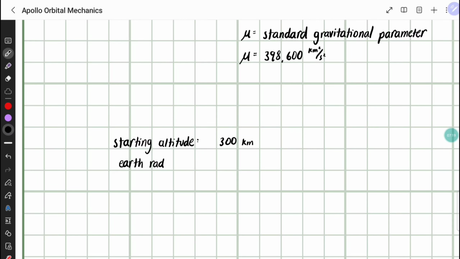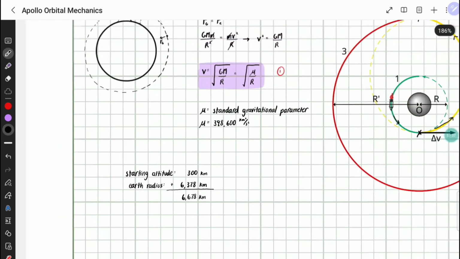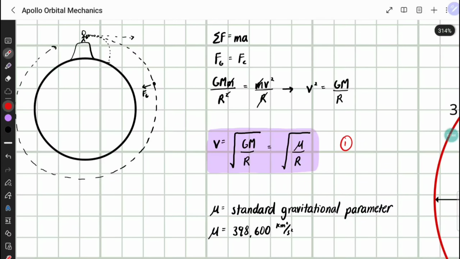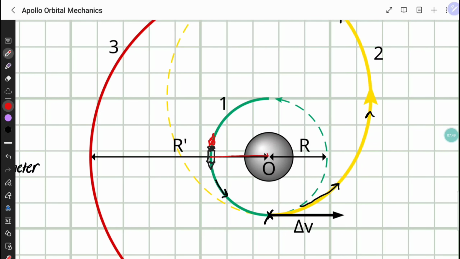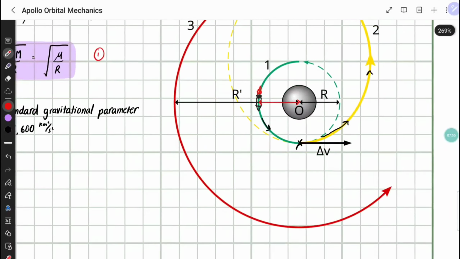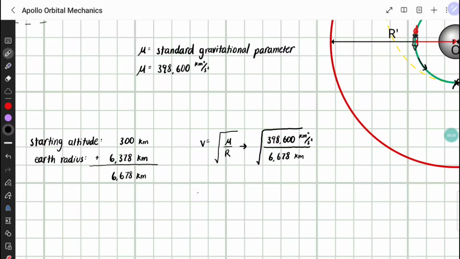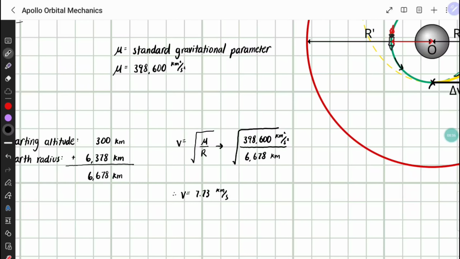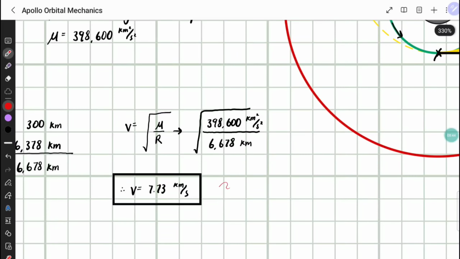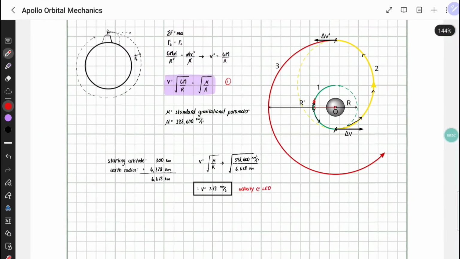and the Earth's radius, which is around 6,378 kilometers. Adding that together, you get the distance to the center of the Earth as around 6,678 kilometers. This is the distance from the spacecraft to the center of the Earth. So now we can plug in all our knowns into the first formula, and substituting in the distance we just solved for, we get a velocity of around 7.73 kilometers per second, which is our low Earth orbit speed.